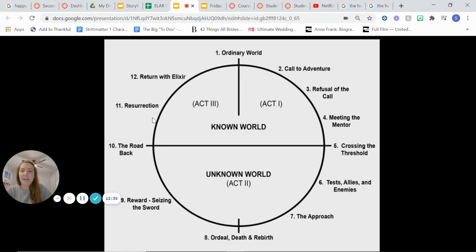Return with the elixir is the knowledge that our protagonist brings back to save the world. In this case, Elsa could never figure out how to unfreeze things or take it back. But Anna has realized that love is what undoes things. And so Elsa now has the power to freeze and unfreeze things. And so our story ends.